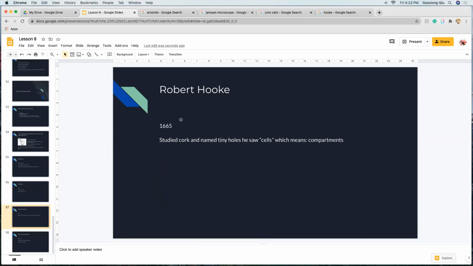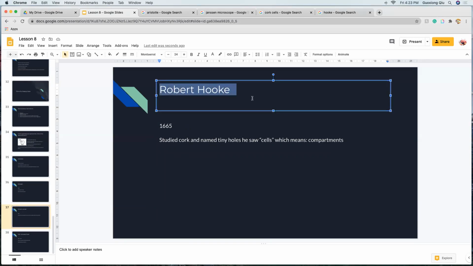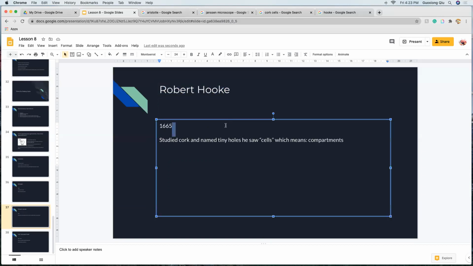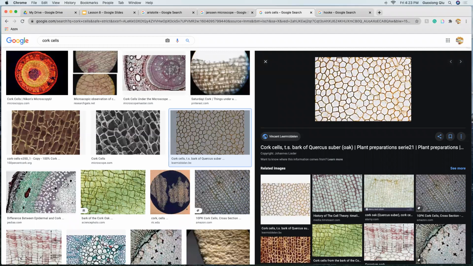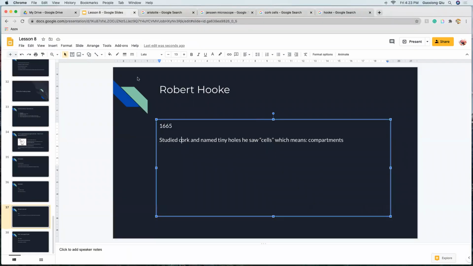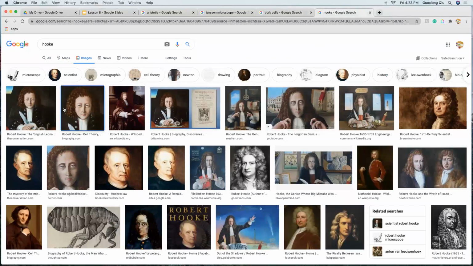Robert Hooke. As a reminder, for any scientists you learn about in science, you don't need to remember their first names. Just know their last names. So just Hooke, 1665. He studied cork under a microscope, and this is what cork looks like under a microscope. And he found that there are these things that look like compartments within the cork, and he called the compartments cells, which means compartments. I know, the creativity is amazing. Here's an image of Hooke. He has nice hair.